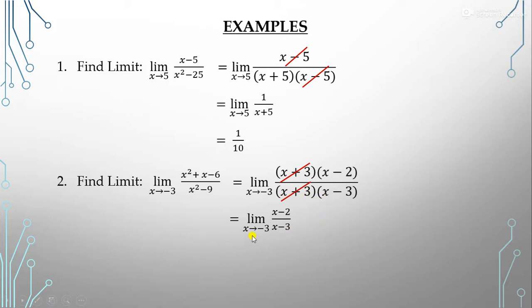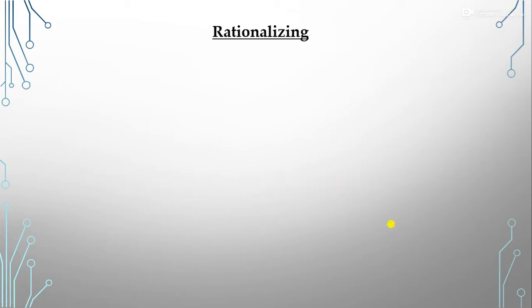Now you apply the substitution method. When you apply x tends to minus 3, it becomes minus 3 minus 2 and minus 3 minus 3, so you will get the value minus 5 by minus 6, and it is 5 by 6. So we get the value of this limit. Clear? Okay, so next we have the rationalization.